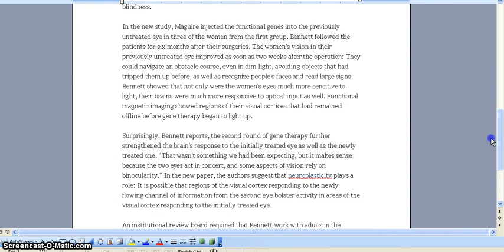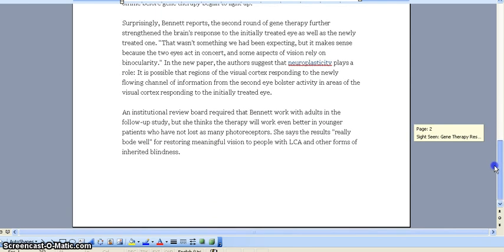So then the same researcher did the other eye to those 6 who responded well, and 3 of them, in both of their eyes, are no longer legally blind. So really, really cool stuff.